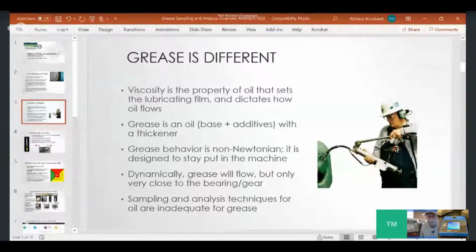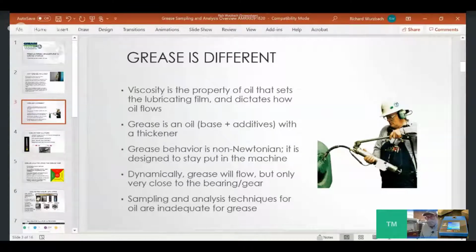The one thing to consider in this process is that grease is different. Too often in doing grease analysis, it just gets treated as another version of oil, kind of a thicker oil, if you will. In grease, we've got viscosity. It's the property of the oil that sets that lubricating film. Grease is an oil, but it also has a thickener. And that behavior that we see in grease, that tendency to stay put in the machine, can be described as non-Newtonian. So grease behaves differently than oil, not only in the machine, but in how it is and can be handled for the purposes of analysis.